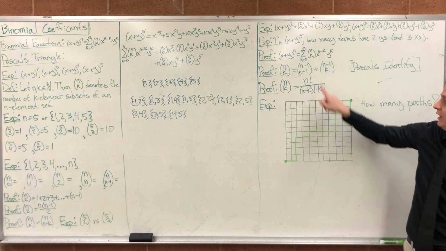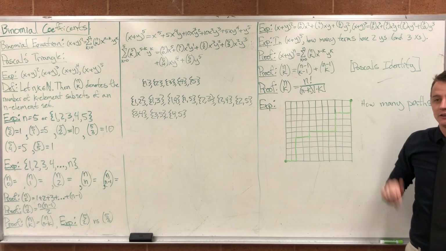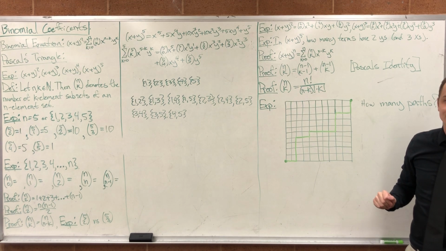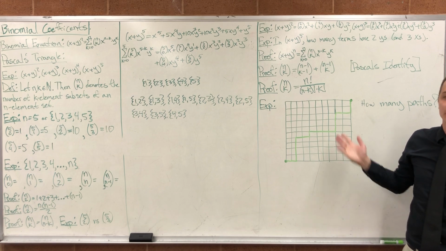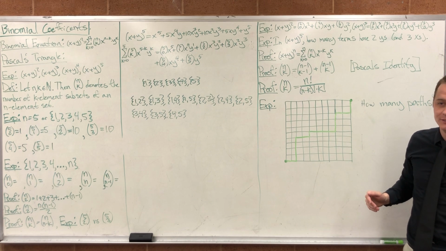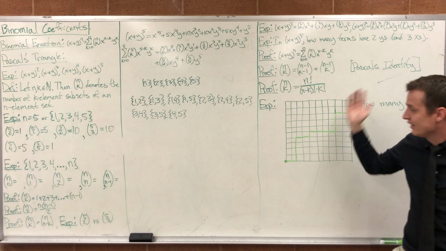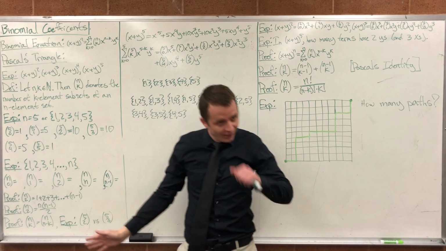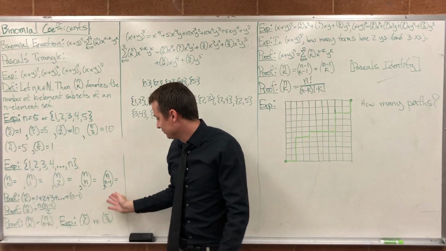N choose k is equal to n factorial over n minus k factorial times k factorial. That's how you'll calculate it. And so there's a brute force formula. We'll make sense of that. There's the da-da-da-da. All right. But in the meantime, back to this.